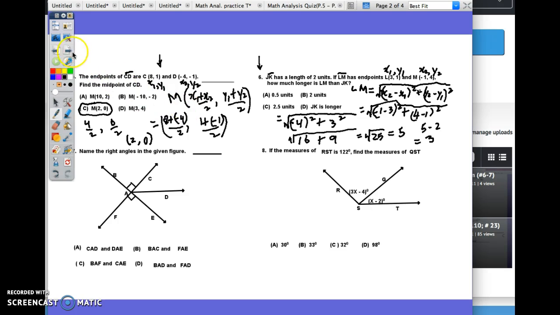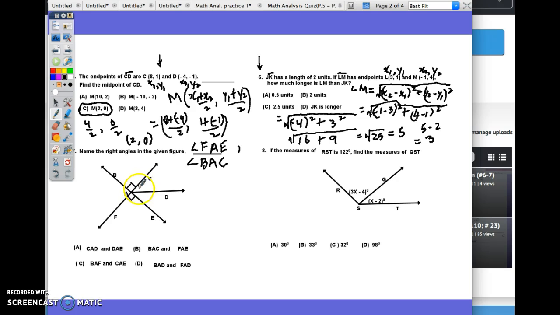Let's go to another one which would be applicable to what you have to do. For example, this one here: name the right angles in the given figure. One of them would obviously be this, angle FAE. So angle FAE would be a right angle. There are others. This one here with the box, angle BAC, would also be a right angle.